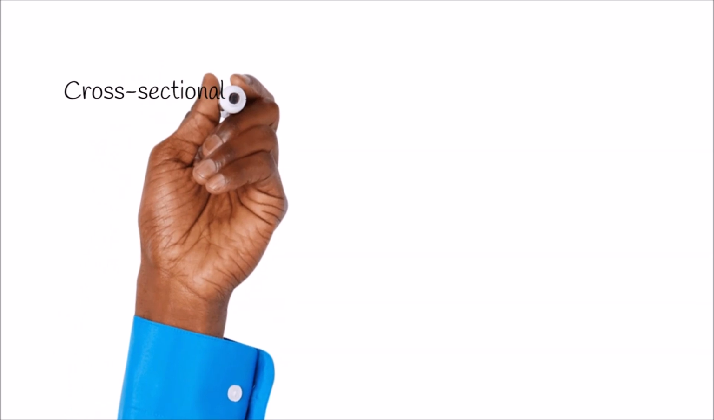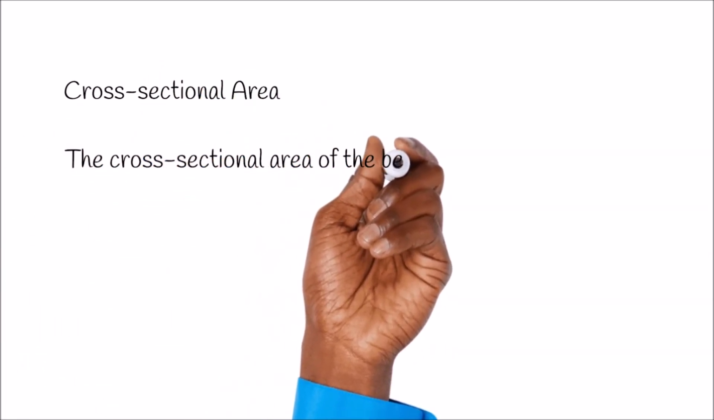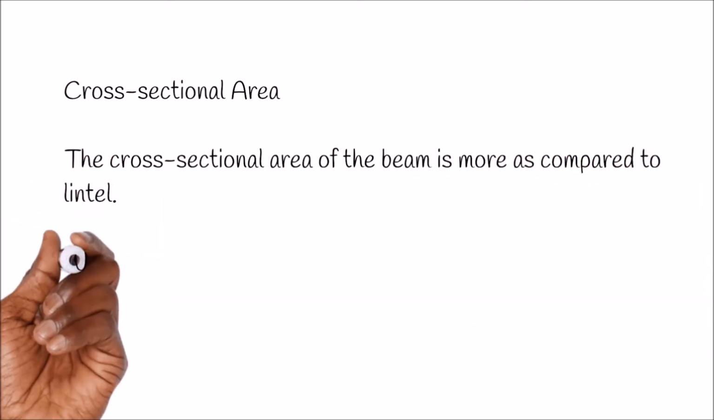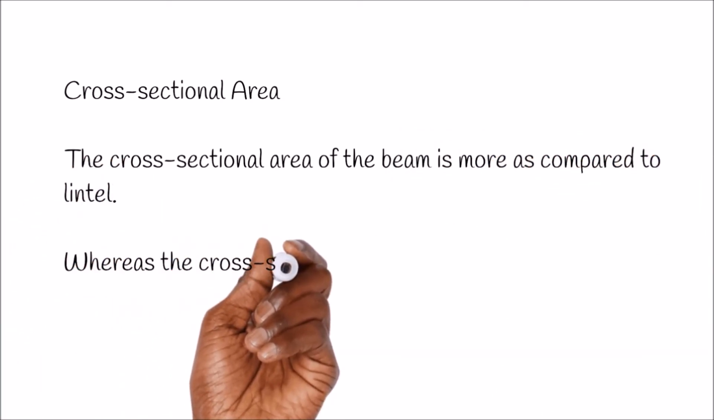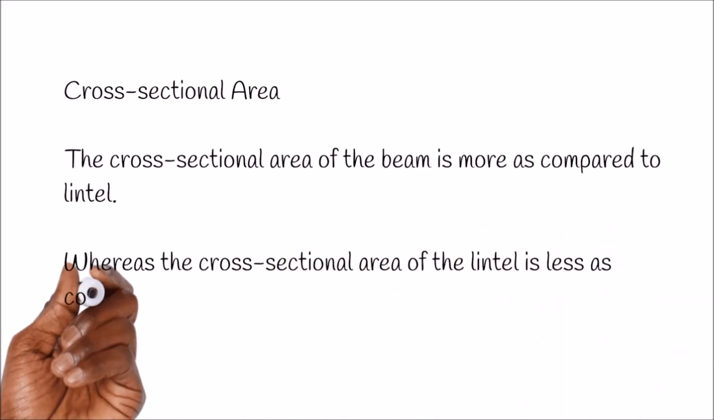Cross-sectional area. The cross-sectional area of the beam is more as compared to lintel, whereas the cross-sectional area of the lintel is less as compared to the beam.